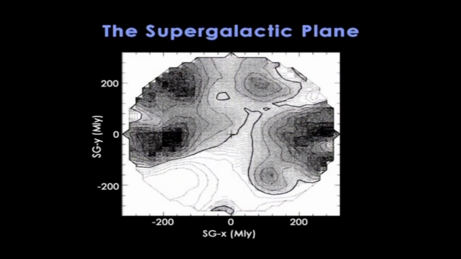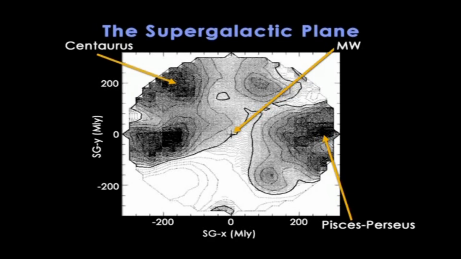Here's the distribution of galaxies, with darker shading for more galaxies. We're at the centre in a relatively low-density region, with the huge Pisces-Perseus supercluster of galaxies to the right, and the Centaurus and Great Attractor superclusters to the left.